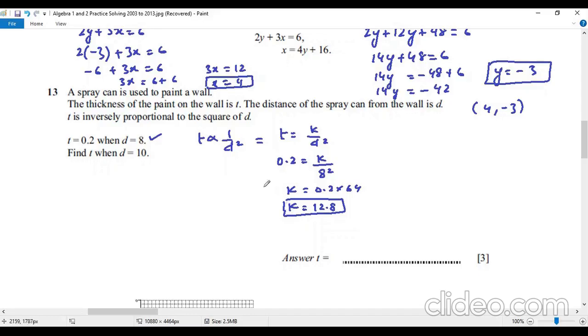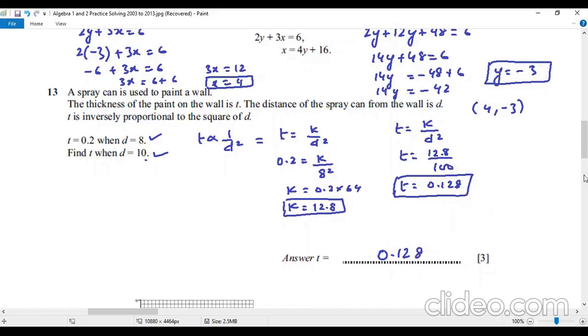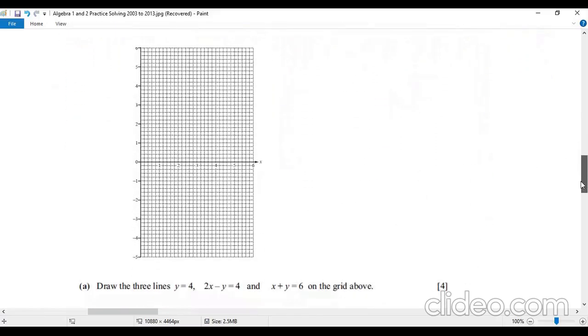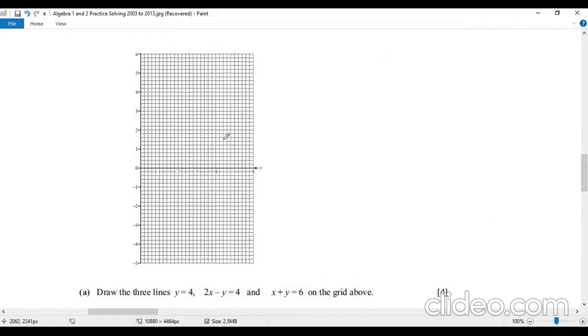I know the value of k. Now I need to find out the value of T. The formula I have just made for you over here: k over D squared, and you need to find T. K is 12.8 divided by D, which is 10. That means 10 squared is 100, and the value of T is going to be 0.128. So you can write 0.128 as the answer. You get full marks.